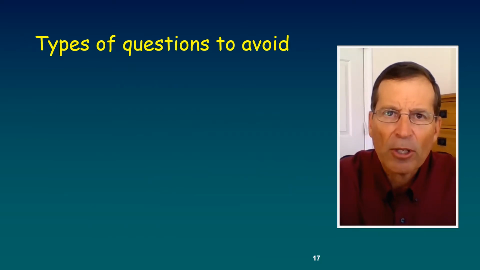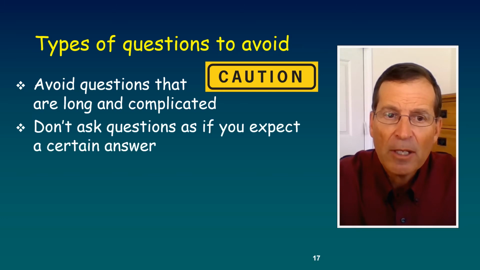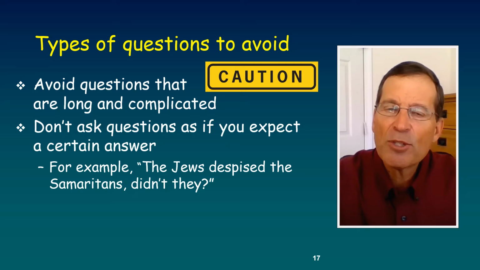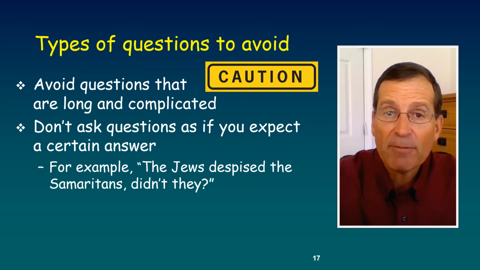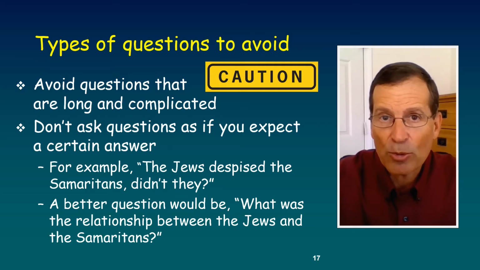Here is a caution on the types of questions to avoid. Avoid questions that are long and complicated. Those will be hard for the people to respond to. And don't ask questions as if you expect a certain answer. For example, don't ask, "The Jews despised the Samaritans, didn't they?" You'll probably always receive the answer, yes, even if they really weren't sure. A better question would be, what was the relationship between the Jews and the Samaritans?